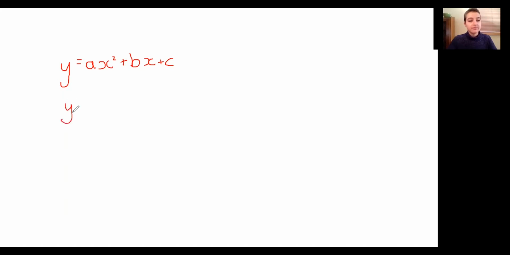So we're changing it from expanded form into turning point form, which looks a little something like this. You've probably seen that before in class, so I hope you have.